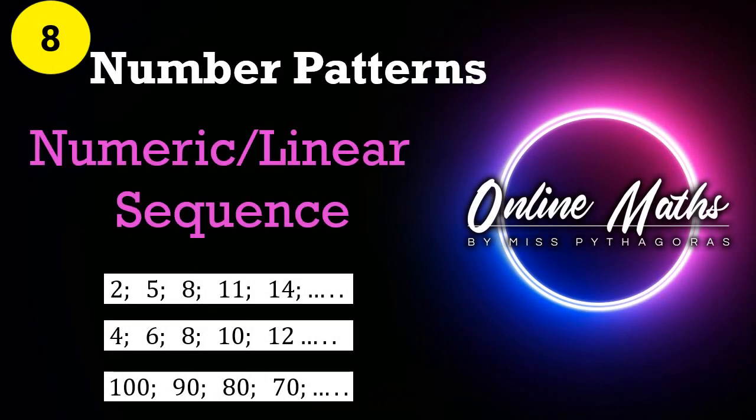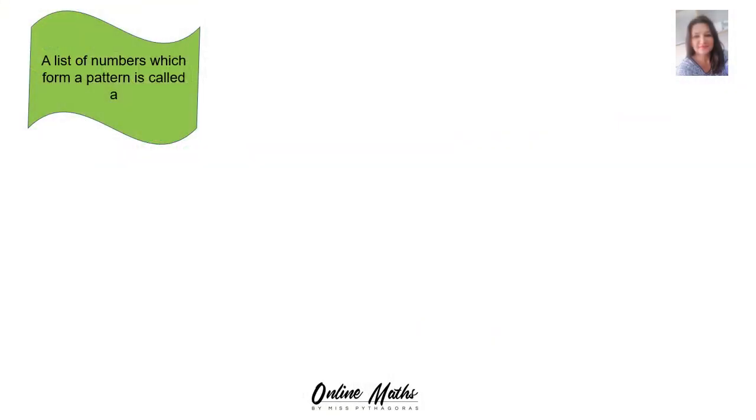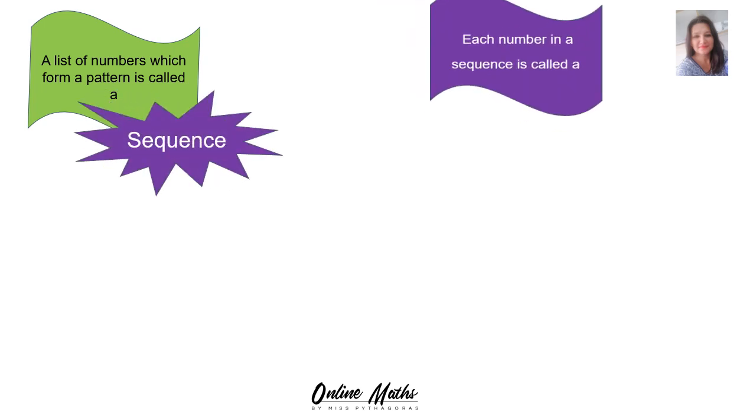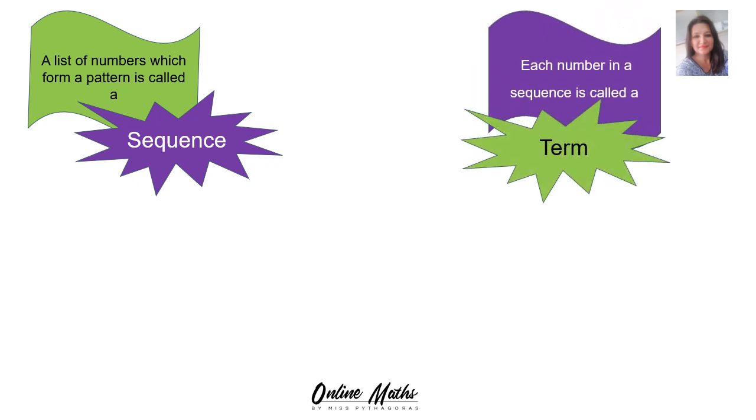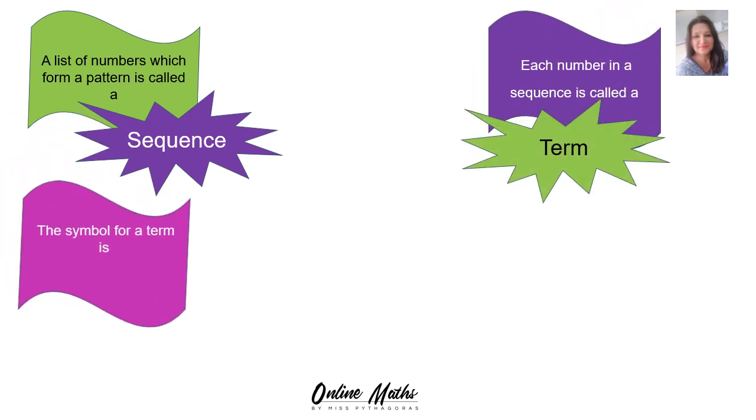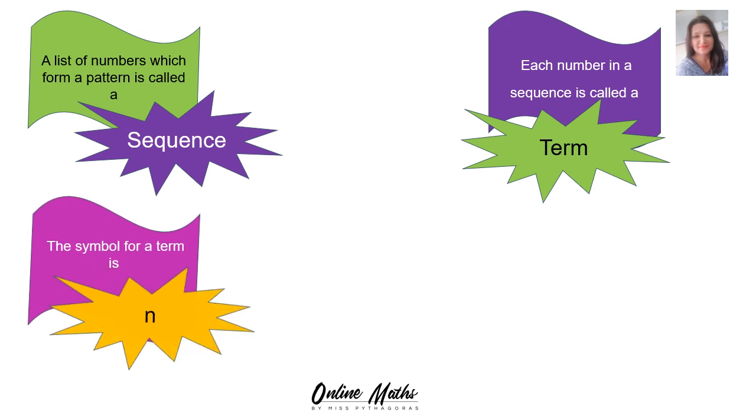Hello everybody. In this lesson, I will discuss what a numeric or linear sequence is, how to get to the next term, and how to describe the sequence in your own words. A list of numbers which form a pattern is called a sequence. Each number in a sequence is called a term. The symbol for a term is n.